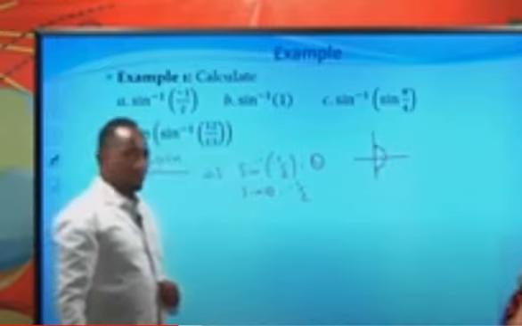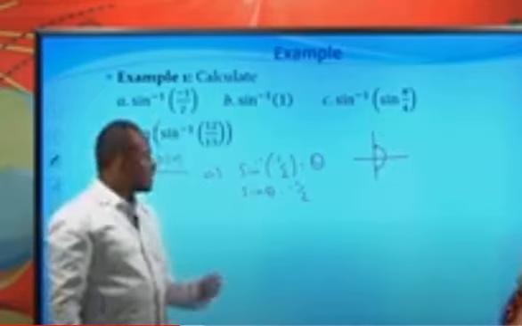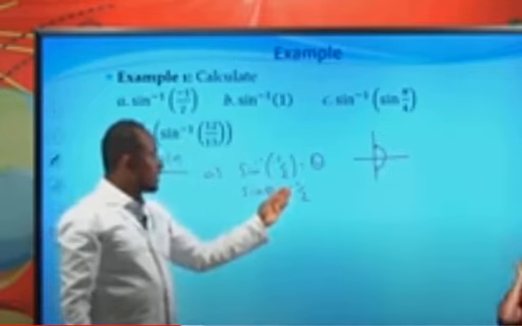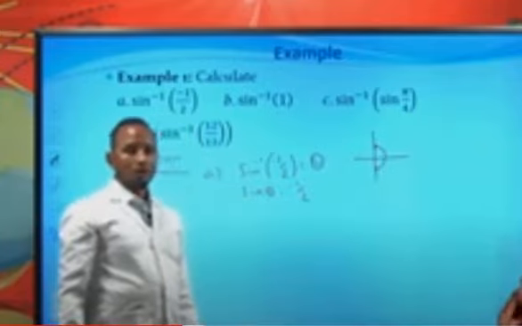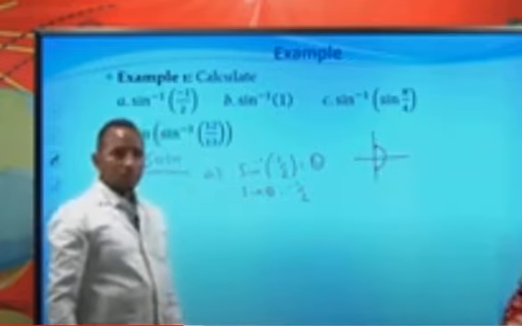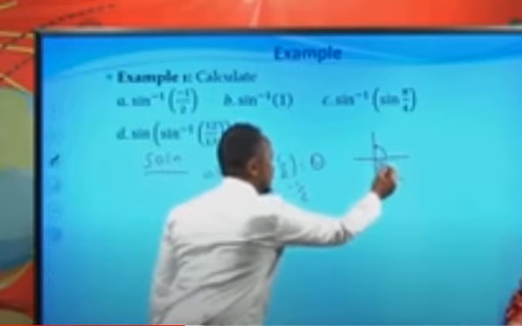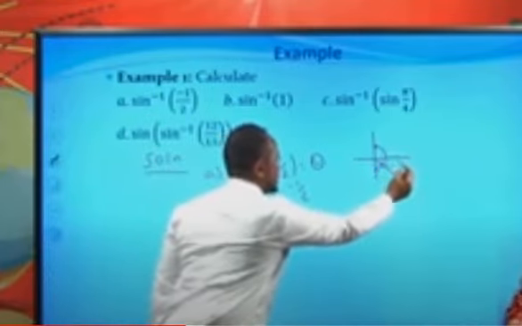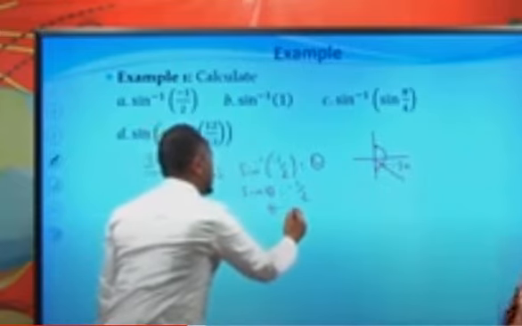Sine is 1 over 2 at an angle of 30 degrees, but this one is negative, so the angle must be in the fourth quadrant. The fourth quadrant angle corresponding to 30 is negative 30. Therefore, you have negative 30 degrees. Theta in this case is negative 30 degrees.